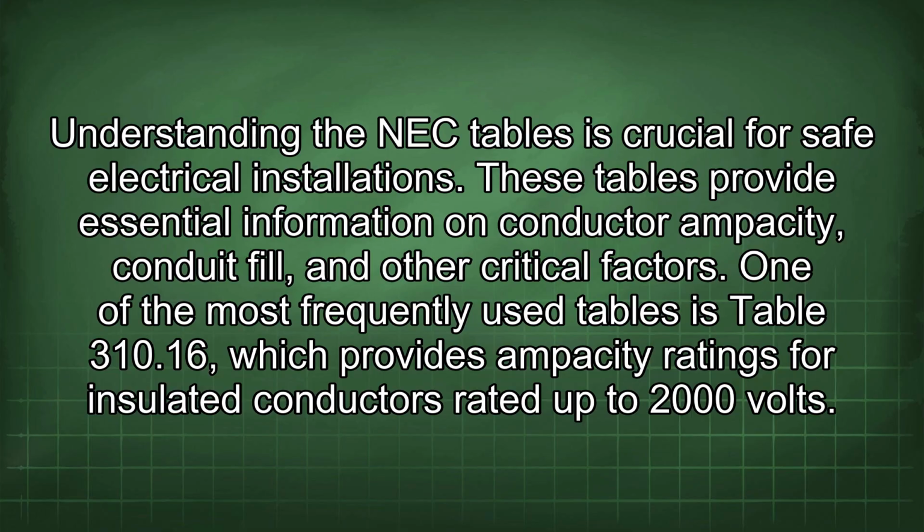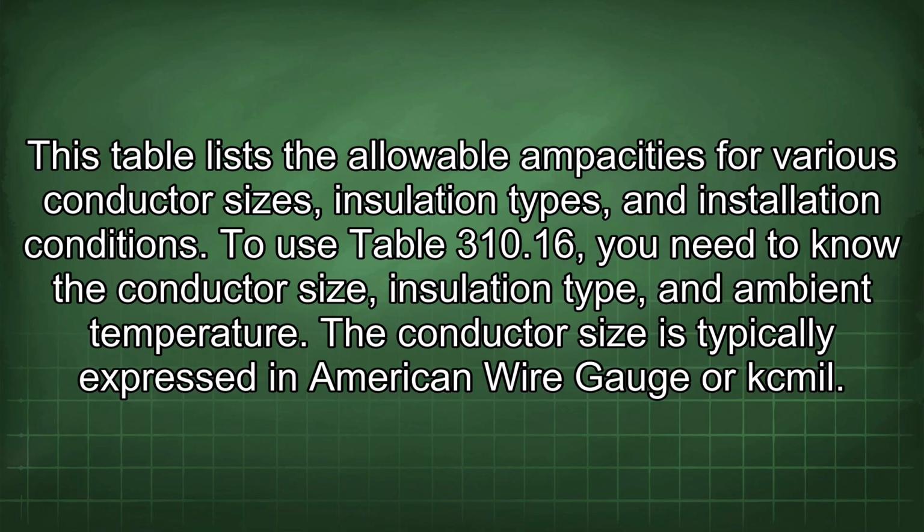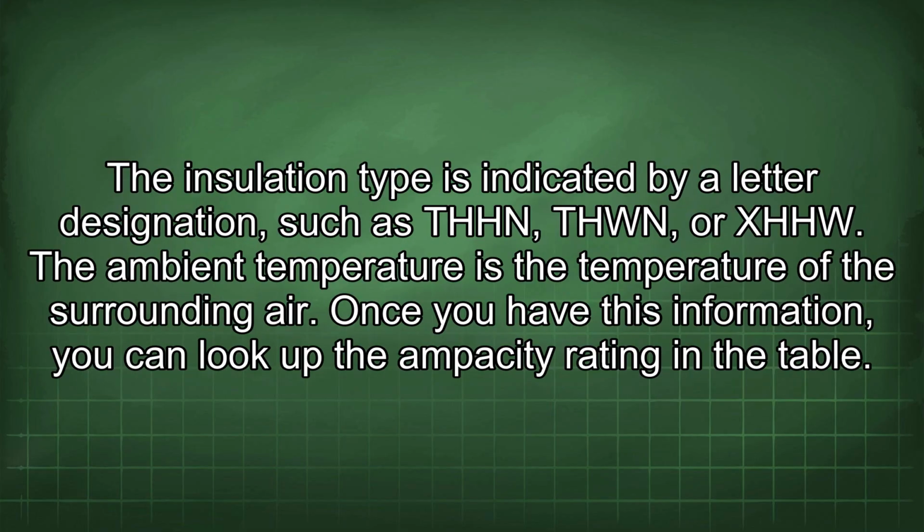One of the most frequently used tables is Table 310.16, which provides ampacity ratings for insulated conductors rated up to 2000 volts. This table lists the allowable ampacities for various conductor sizes, insulation types, and installation conditions. To use Table 310.16, you need to know the conductor size, insulation type, and ambient temperature. The conductor size is typically expressed in American wire gauge or kcmil. The insulation type is indicated by a letter designation such as THHN, THWN, or XHHW.